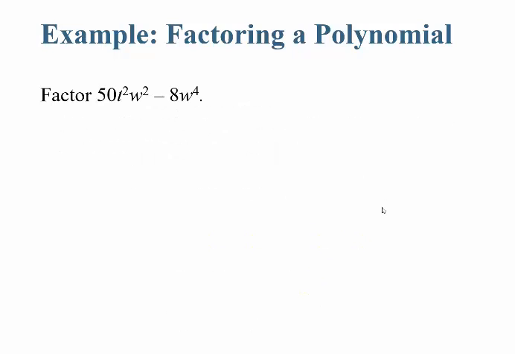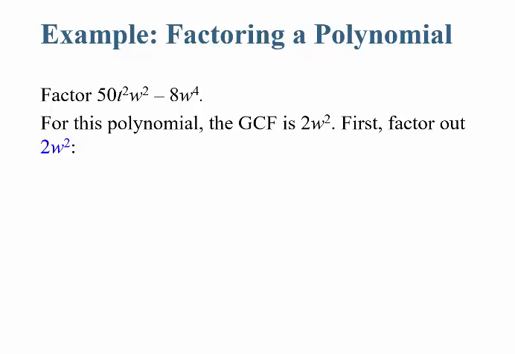Let's try this one here. Factor 50t squared w squared minus 8w. So start with the GCF. For this polynomial, the GCF is 2w squared. So I'm going to factor that out. And then once I factor 2w squared out of this, I get 25t squared minus 4w squared, which looks like the difference of two squares.